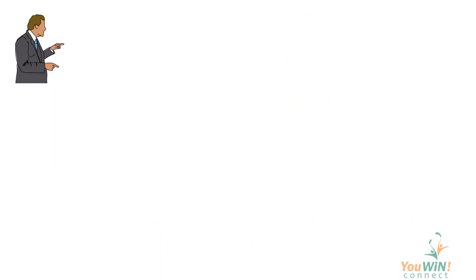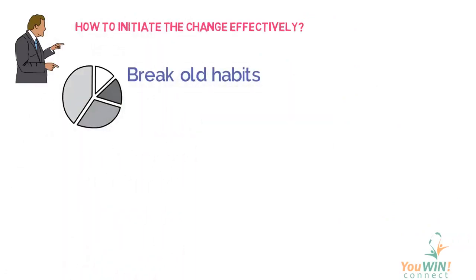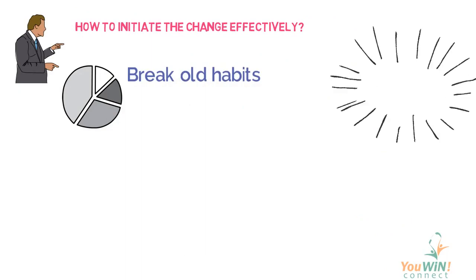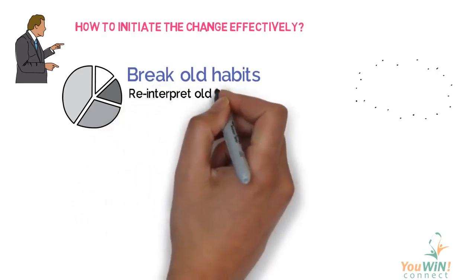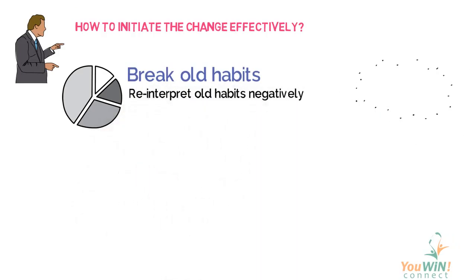How do we announce a change effectively? The first thing to do is to break old habits. This is very difficult, as old ways of thinking are embedded in people's beliefs and behaviors. First, we need to reinterpret old habits negatively. The leader can explain what people can lose if they continue following their old ways.